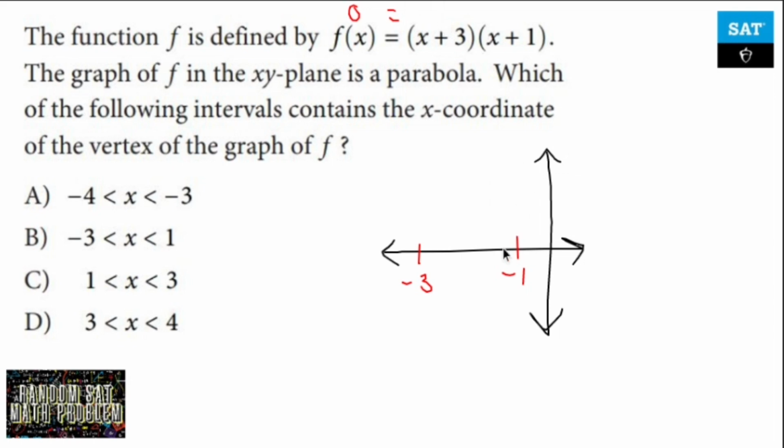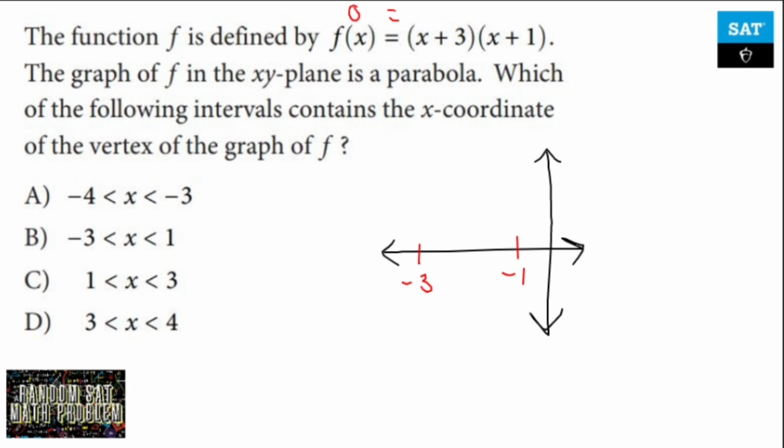which is where my parabola crosses the x-axis, are going to be when x plus 3 is equal to 0 and when x plus 1 is equal to 0. So if you subtract 3 and subtract 1, you'll get negative 3 and negative 1.